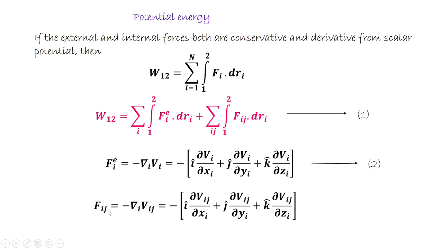In this interaction, we should consider two types of interaction here: the internal force Fij and the Fji force. If you want to write this, use minus Fji, interchange these terms, then you'll get minus del j Vij. This is equation number 3. So here we try to derive these things.